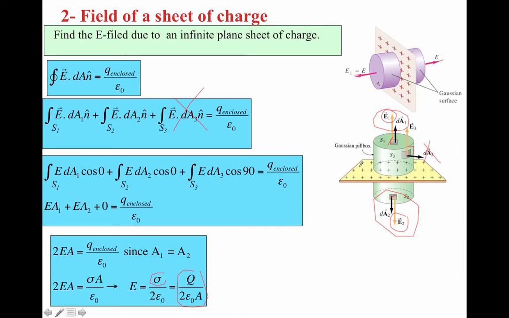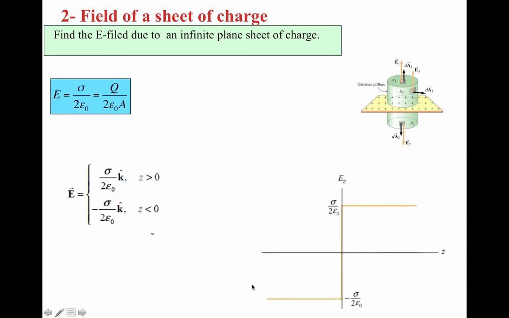Sigma is the surface charge density, which is constant, and A is the area of the cap. The A's will cancel, and then I get the electric field E equals sigma over 2 epsilon, where sigma is defined as Q over A. Now, this is exactly what we got before, when we did it using calculus.